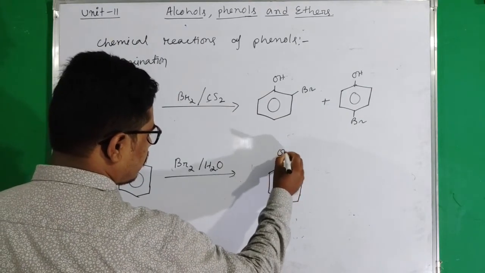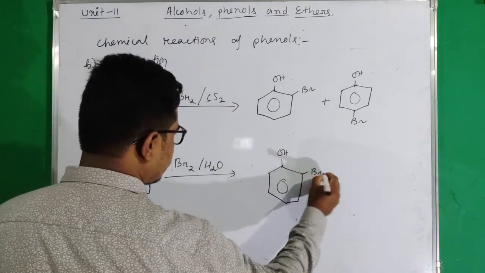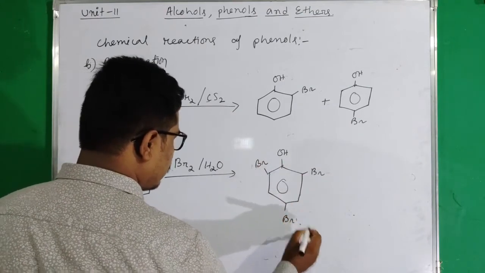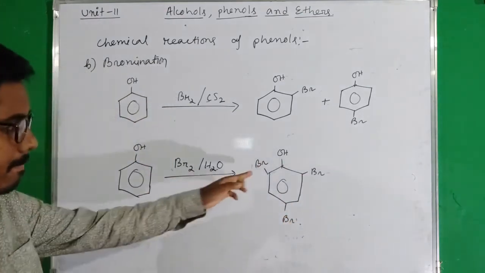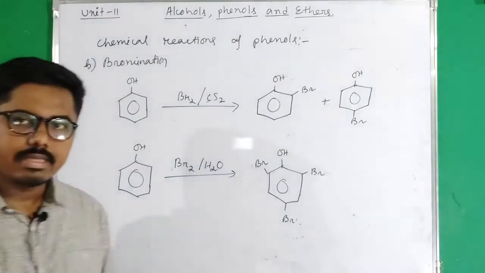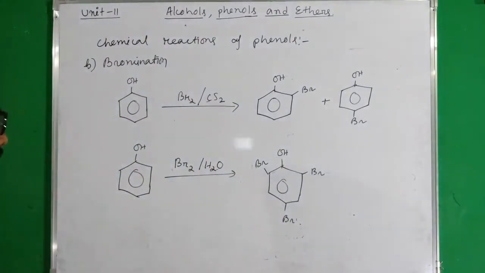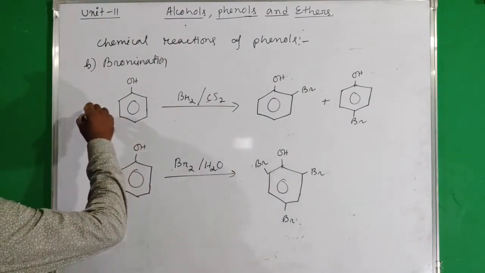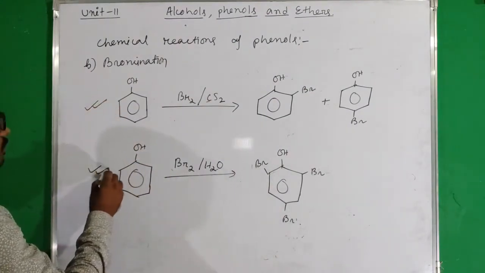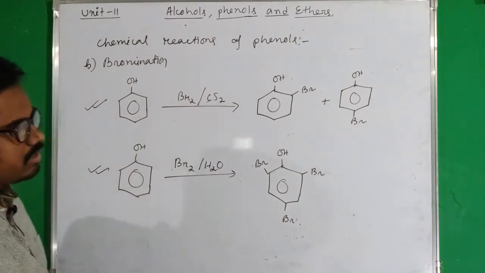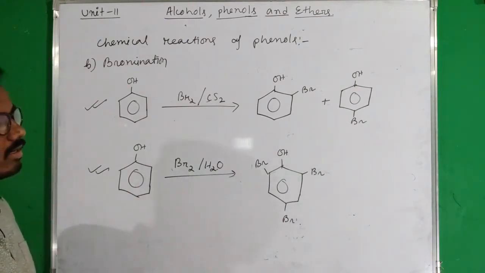and then when bromine water is used, then 3 bromines are attached to 2 ortho positions and at the para position. So you have to remember these reactions also, because these are very important along with the nitration. In exams questions are asked from these chemical reactions.